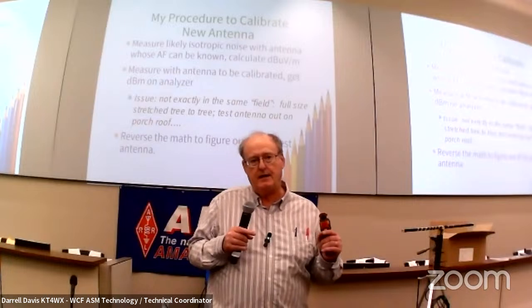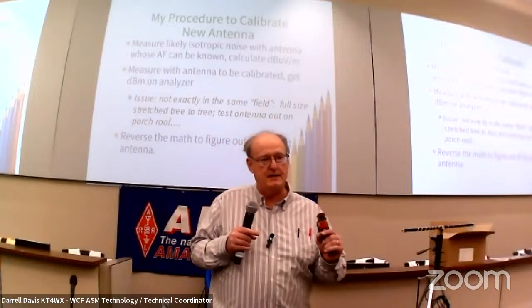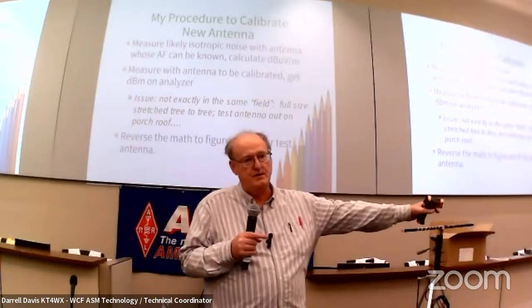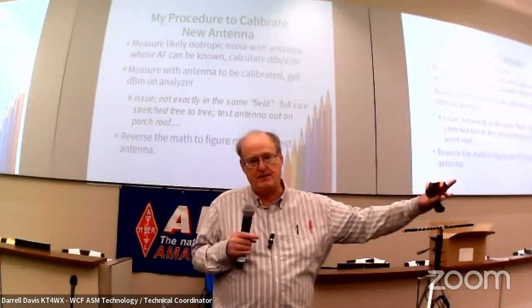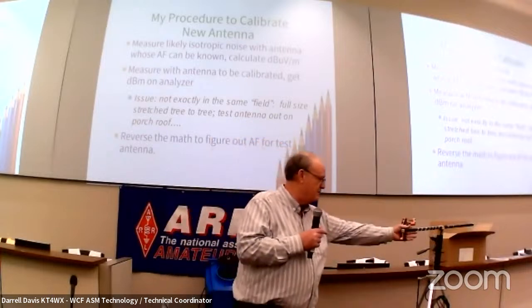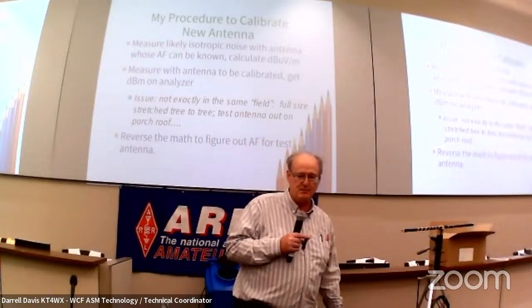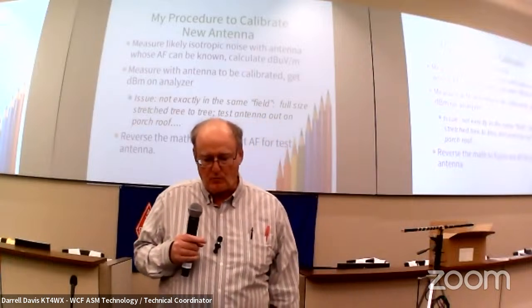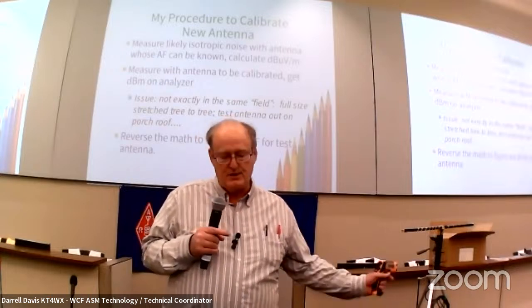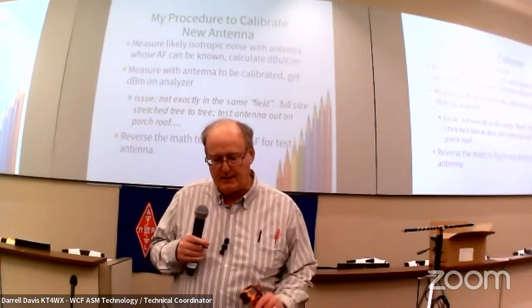Well, it turns out if I had an antenna that I did know its antenna factor, I could use isotropic noise in the environment as my standard. I could measure it with the known antenna, and I could measure it with my proposed measurement antenna. And I could do a little math between the two and theoretically get a calibration for this antenna. So that is what I tried to do.